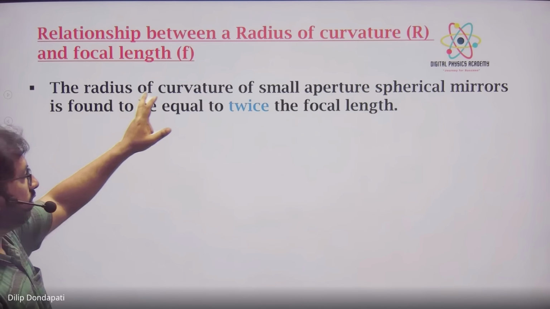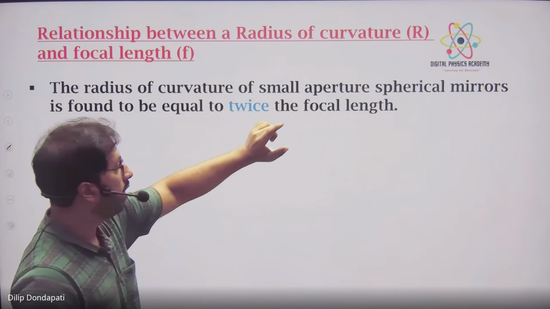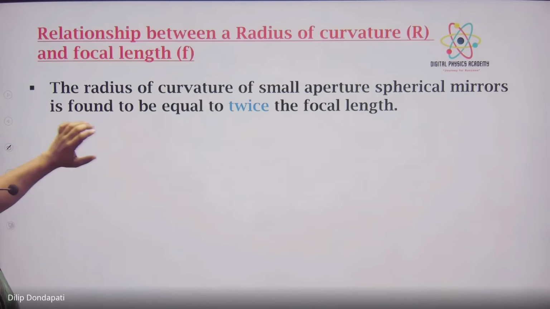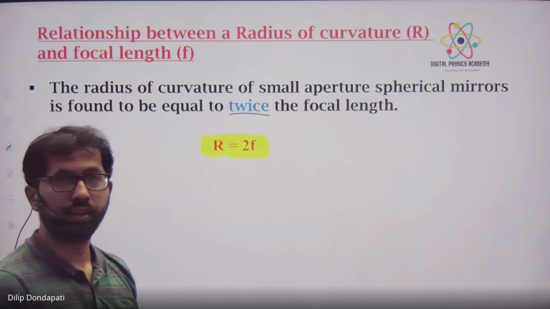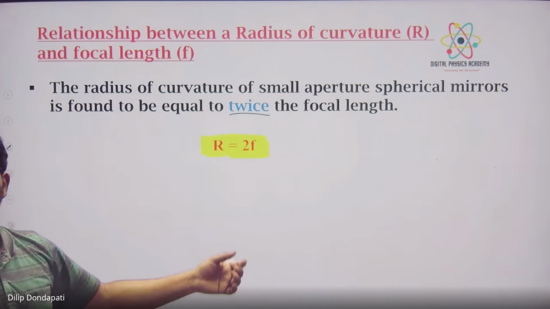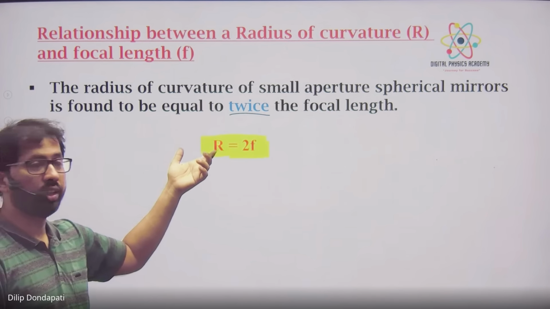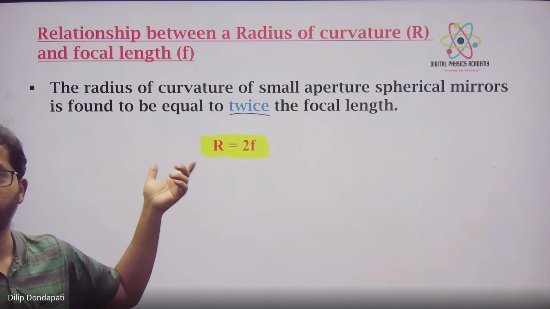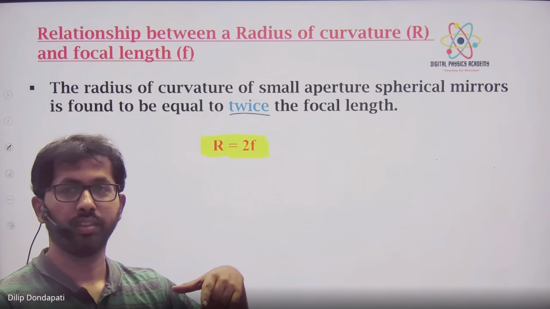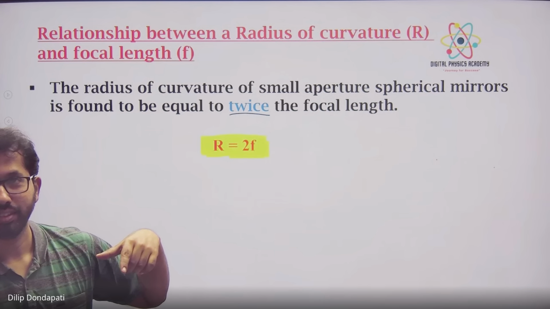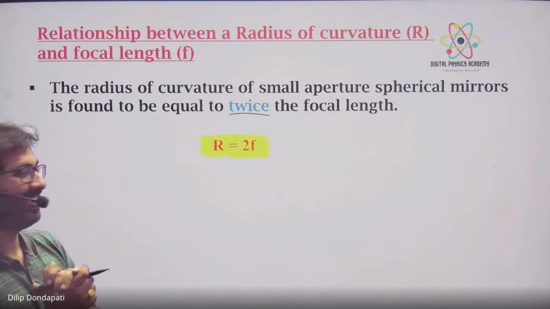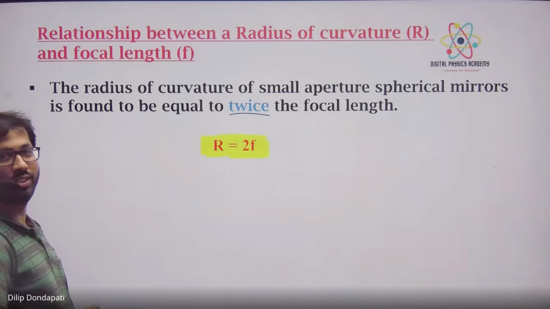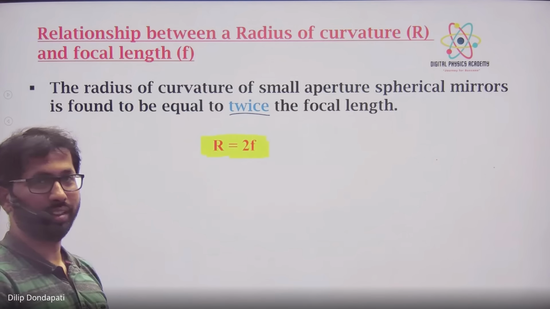So the radius of curvature of a small aperture spherical mirror is found to be equal to twice the focal length. So R equal to 2F is the formula. In small 1 mark bits, they'll give the radius. If the radius of curvature is 10 centimeters, what is the focal length? Five. Very good. 5 is the answer. So radius by 2 is right. People may get confused suddenly in the exam.